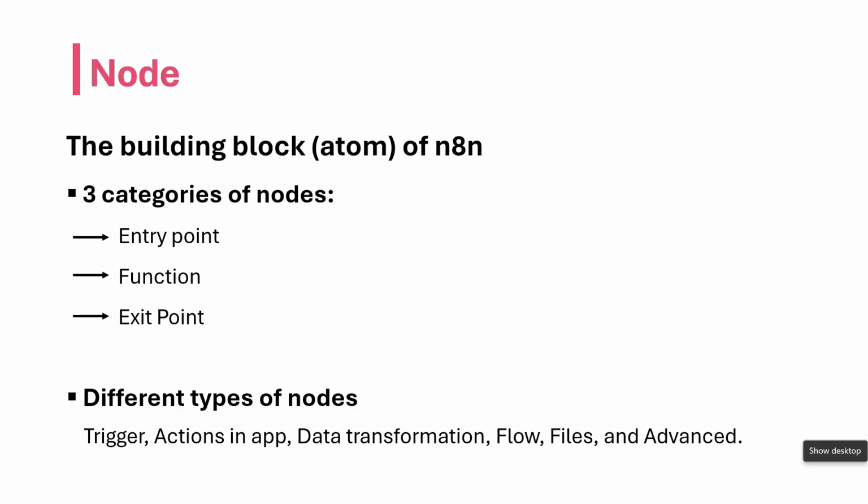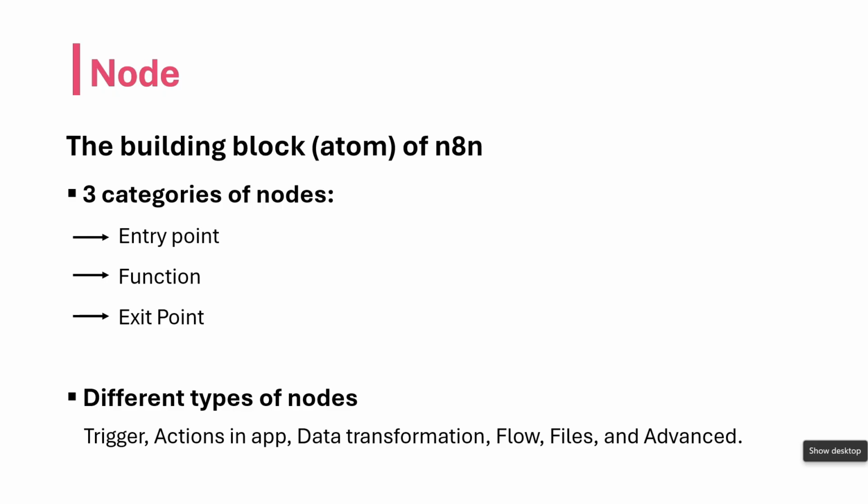Then comes exit point nodes. Finally, it sends the data out of n8n, like sending a Slack message, writing data to Google Sheet, sending an email. These are like the delivery agents of your workflow. They ensure your final output reaches the right destination.